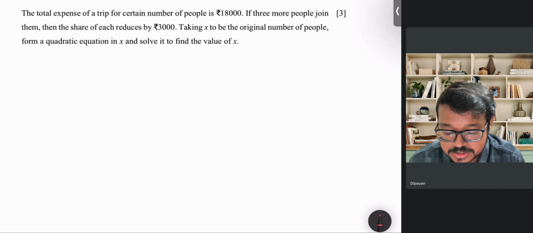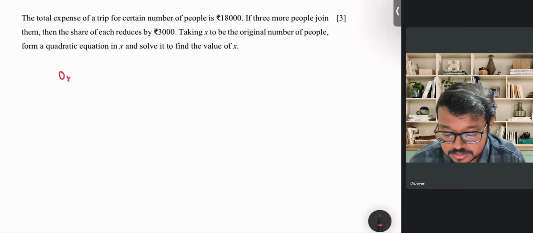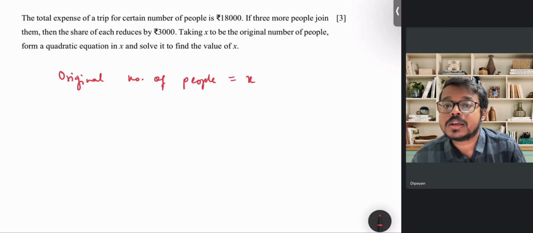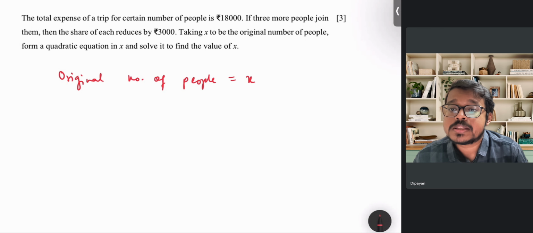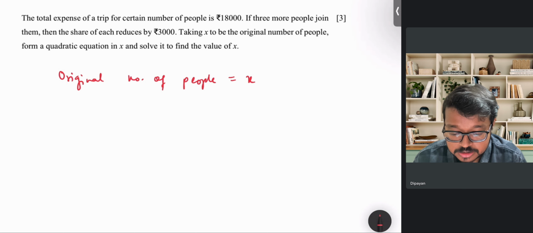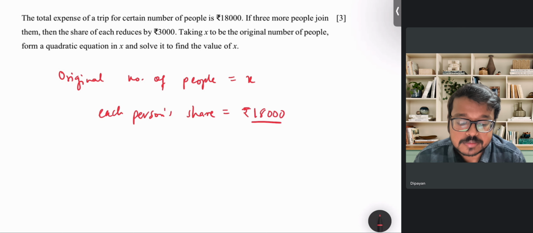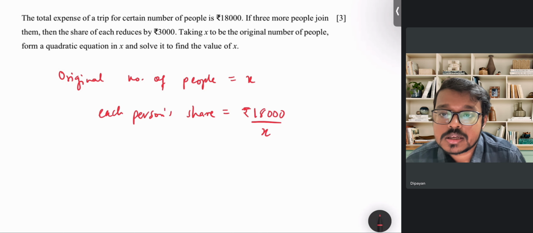So we will write that the original number of people was x, and the total expense is 18,000. So each person's share is the total share 18,000 divided by the number of people x.